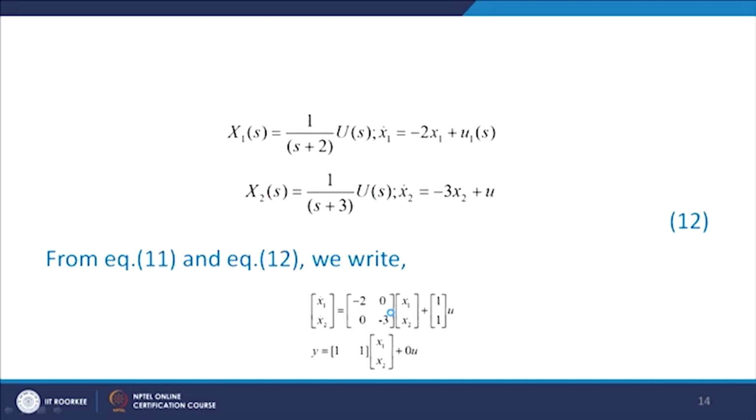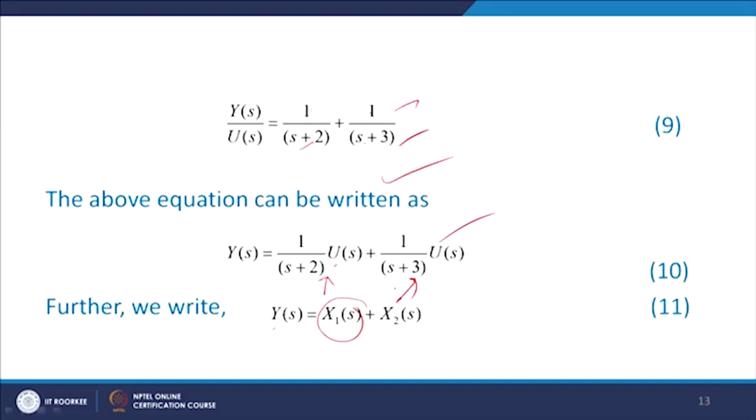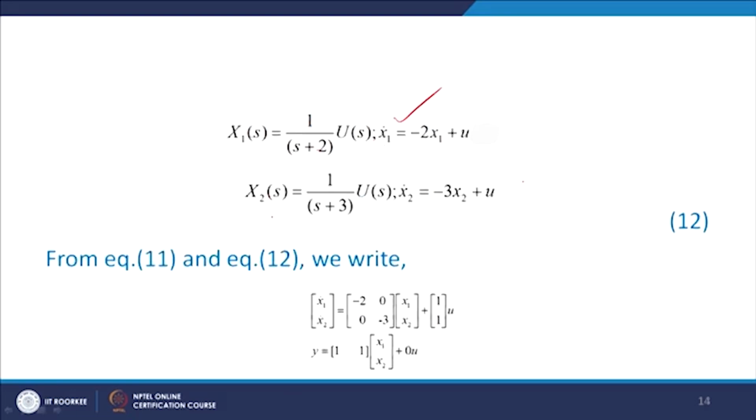written X1(s) equals to 1 upon s plus 2 into U(s), that is x1 dot equals minus 2x1 plus u. That means here what we have done, we have used inverse Laplace transform, and because of that we have got this. Similarly this is X2(s), X2(s) equals U(s) divided by s plus 3. So X2(s) equals 1 upon s plus 3 into U(s). So what we will get, x2 dot equals minus 3x2 plus u.